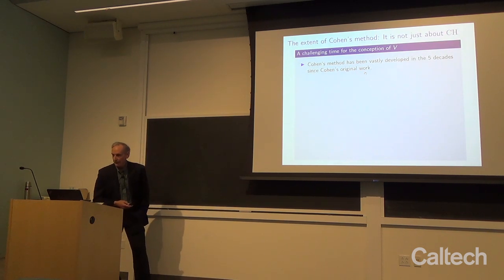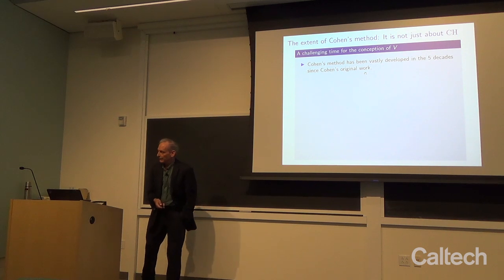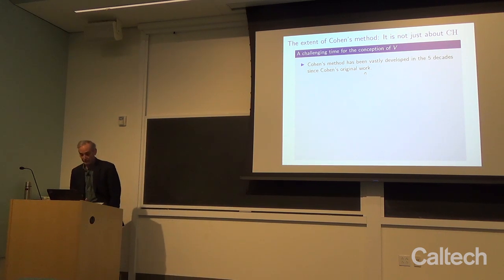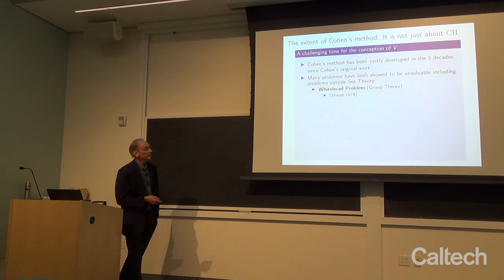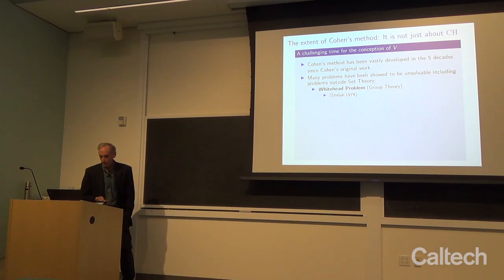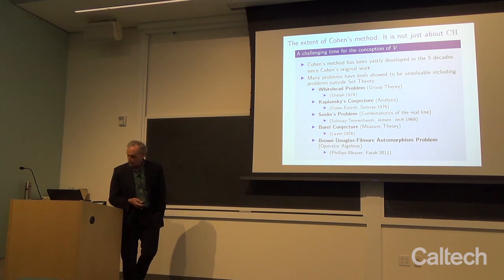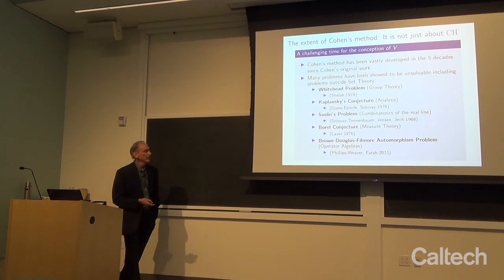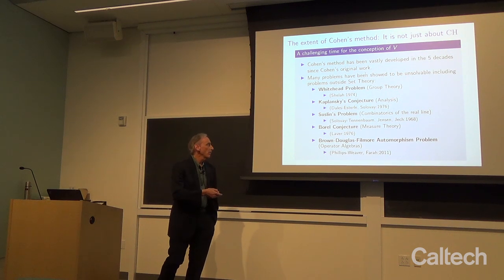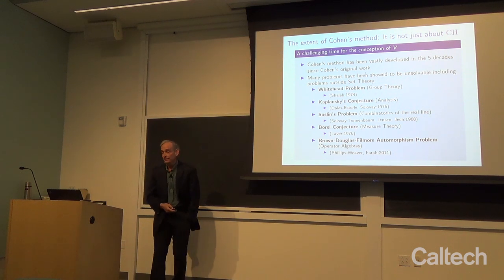Okay, what about Cohen's method? It's much more chaotic than just CH. The method has been vastly developed in the 5 decades now since Cohen's original work. Many problems have been shown to be unsolvable, including problems outside set theory. There was the Whitehead problem in group theory, Kaplansky's conjecture, Suslin's problem, the Borel conjecture, and it's still happening. More recently, the Brown-Douglas-Fillmore automorphism problem. So it doesn't happen a lot that problems that arise outside of set theory are shown to be unsolvable, but all of these did.